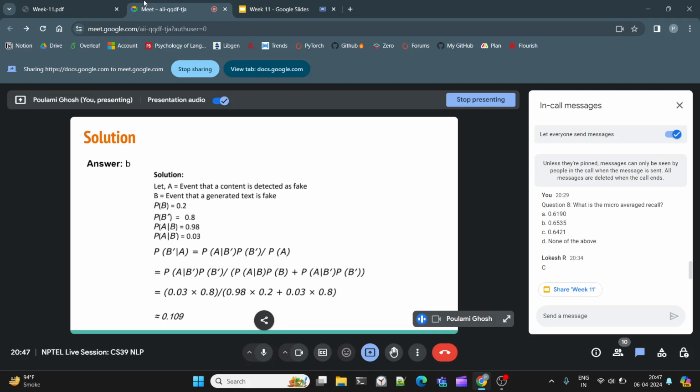This is actually a naive Bayes problem. So this week, I think one of the lectures was dedicated to naive Bayes. So this problem is just an application of that itself.